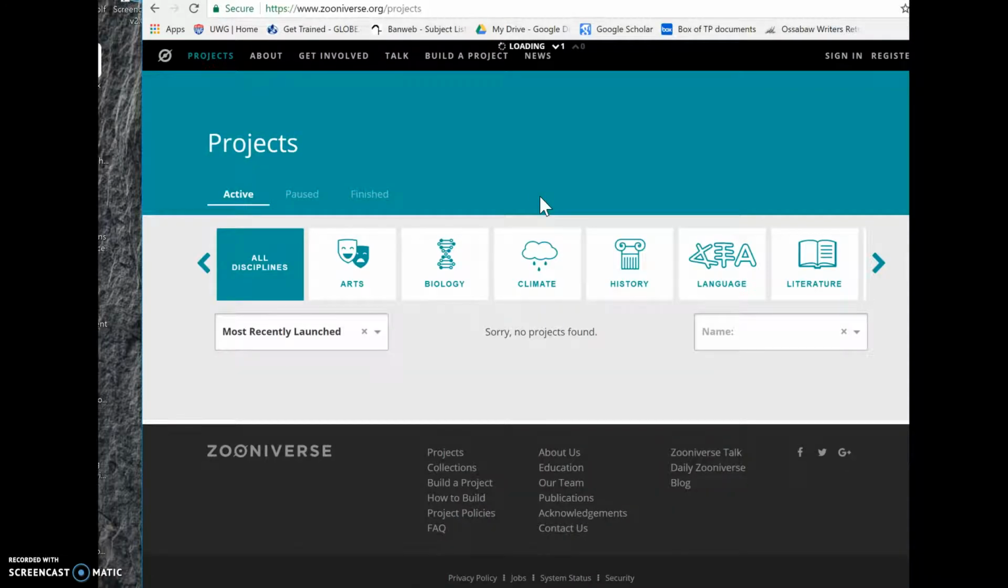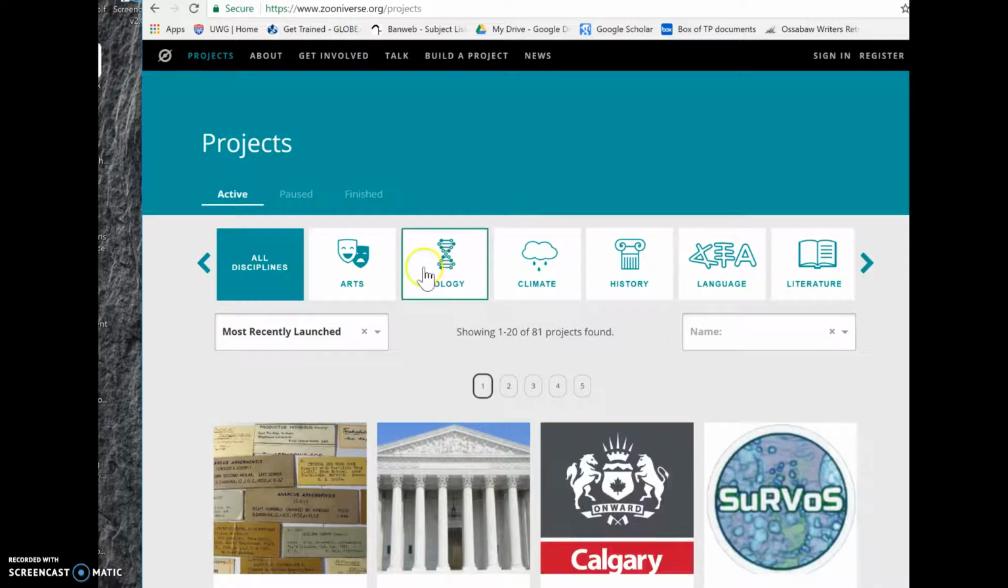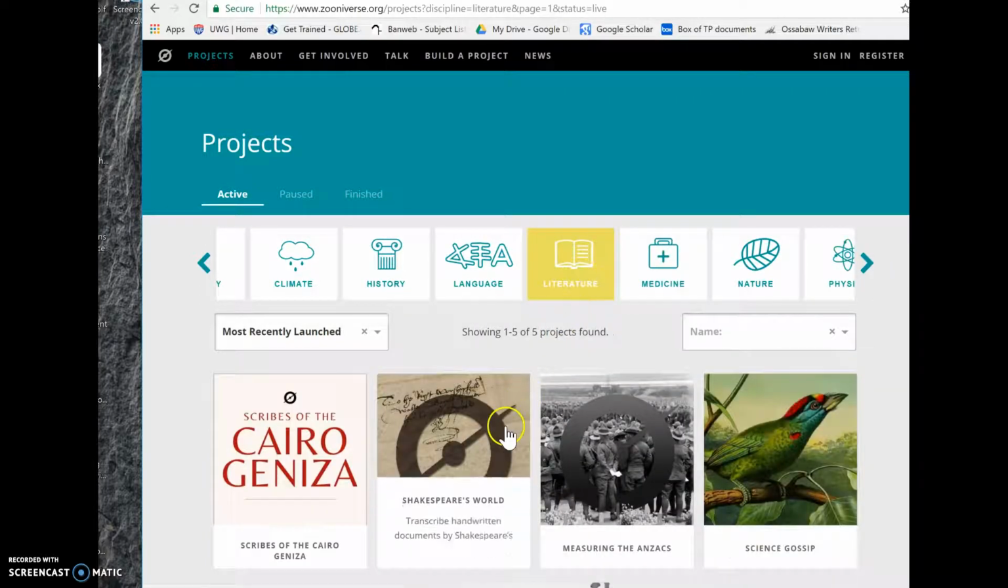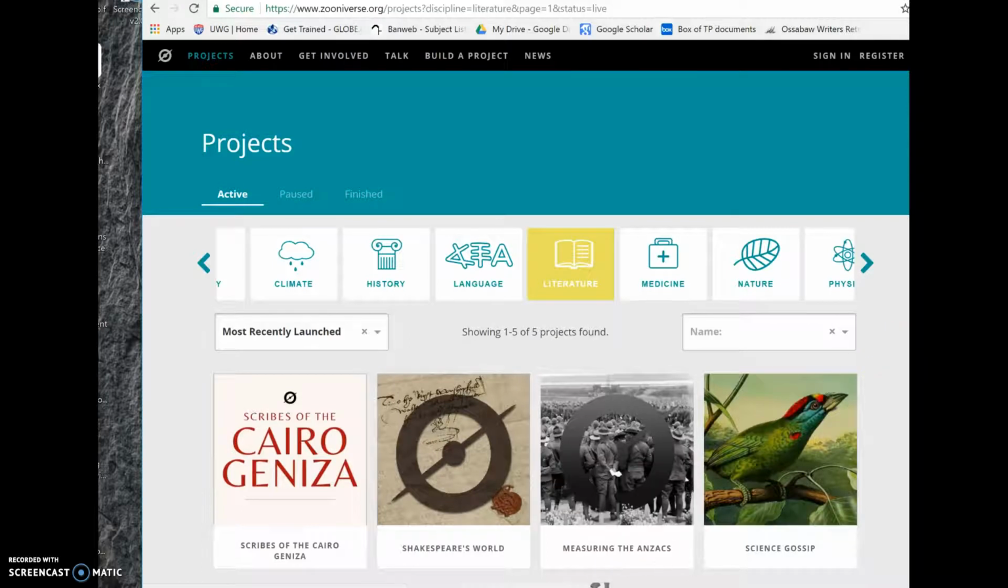This is another citizen science driven site. So maybe we want to pick a particular one, let's see. Let's play with literature. We can talk about transcribing handwritten documents by Shakespeare's contemporaries. So you're looking at the writing of these times. With this one, you're looking at the writing from New Zealand and Australia during World War I.